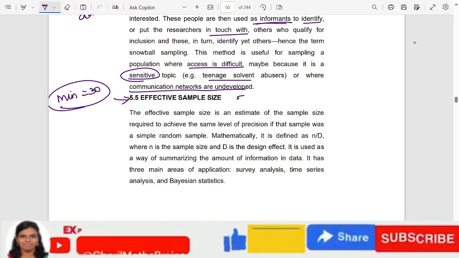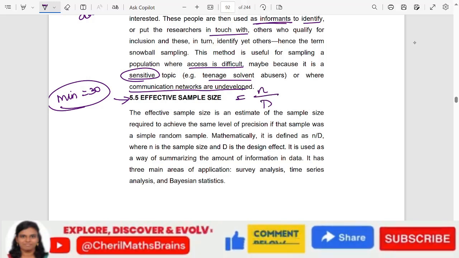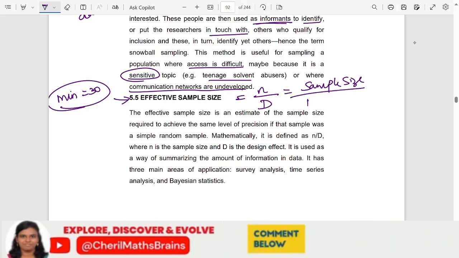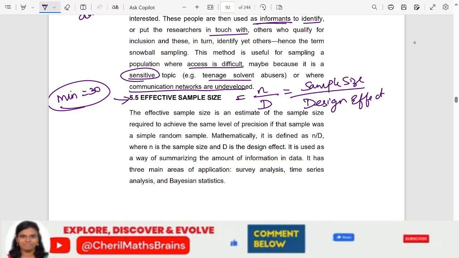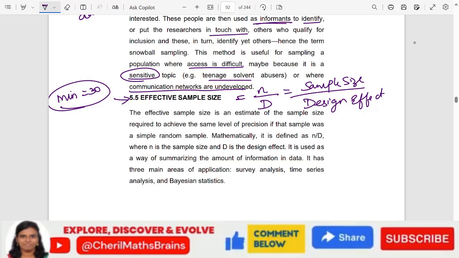Okay, this formula is going to be small n by capital D. So it is going to be sample size and the design effect. Sample size divided by the design effect. This design effect is for every kind of design we use, experimental, non-experimental, so many things are there. With that you will have a change in the data. So this n by d will help you to know the sample size, what amount you need to do.